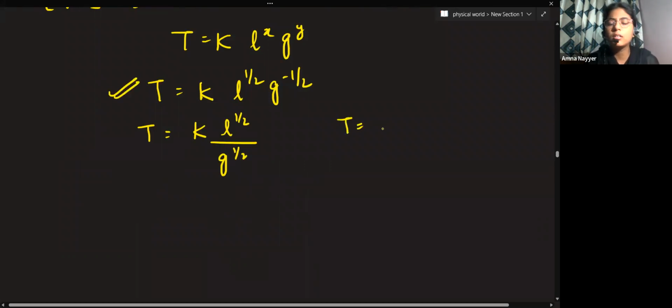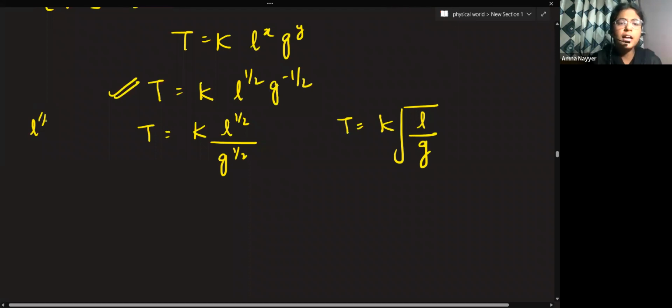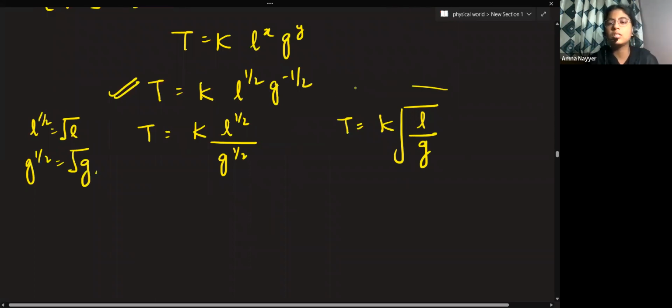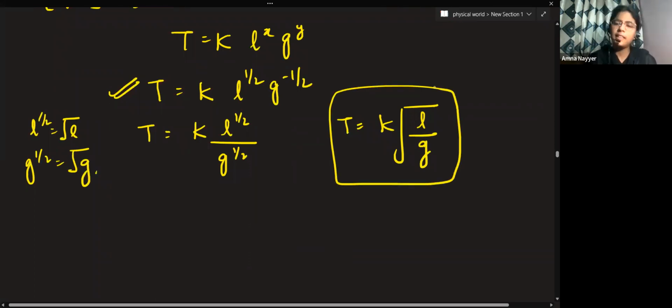Time will be k under root L by g. Reason: L to the power half can be written as under root L and g to the power half can be written as under root g. So this is your final formula. And this is also the time period of a pendulum.